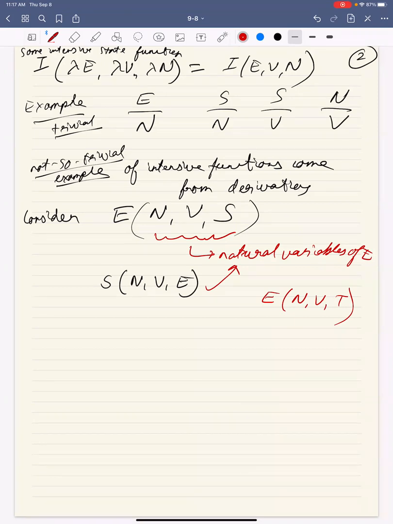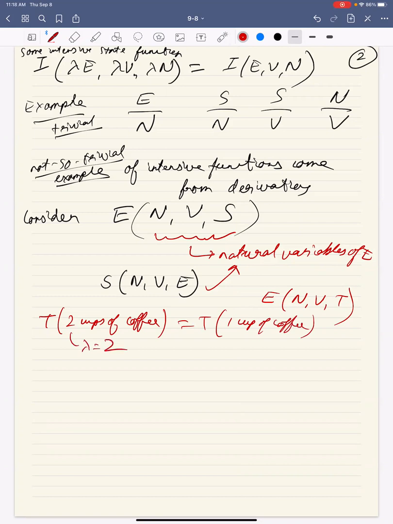Can you explain where the lambda goes at the top equation? Oh, it just disappears. The point is, if you have something like temperature, does the temperature depend on whether I have a full cup of coffee or half a cup of coffee? That's the whole idea, right? So you can think of lambda being equal to 2. The temperature of 2 cups of coffee is equal to the temperature of 1 cup of coffee. Now you could go to the nanoscale where these things start to break down, but in the thermodynamic limit, it doesn't matter.